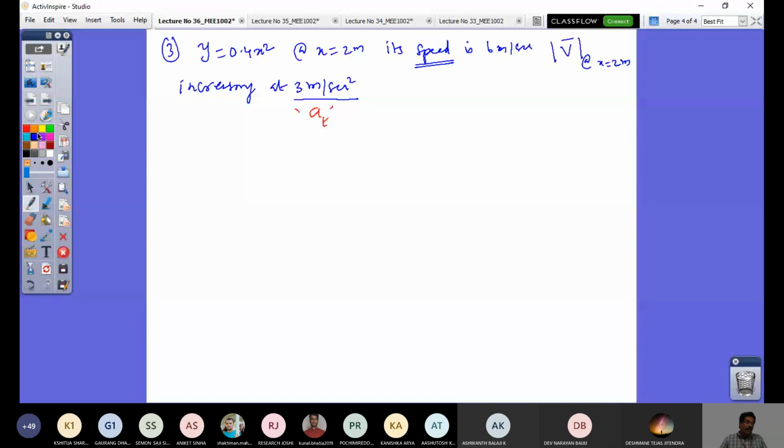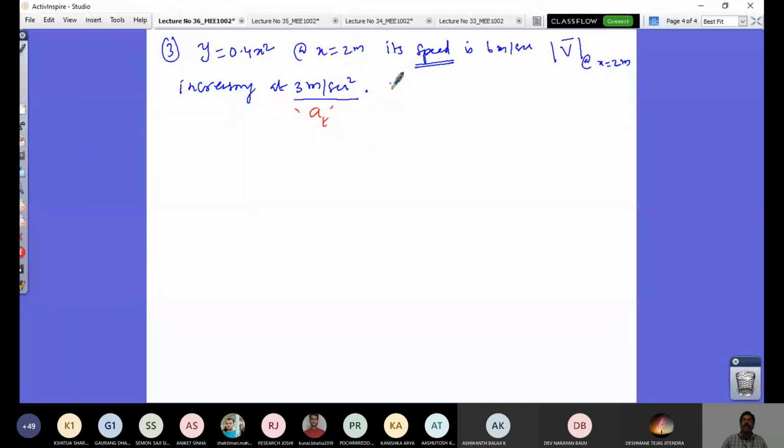So now what is the question? At this instant, what do you mean by at this instant? When x is equal to 2 meters, determine number 1, velocity vector, and number 2, acceleration vector. This all quickly should be solved because you understand.